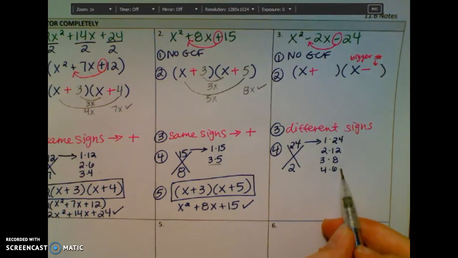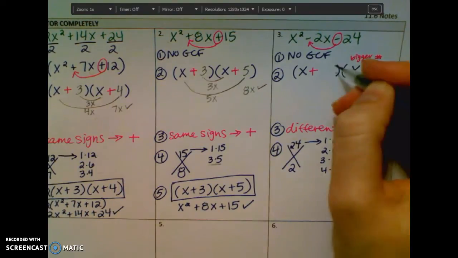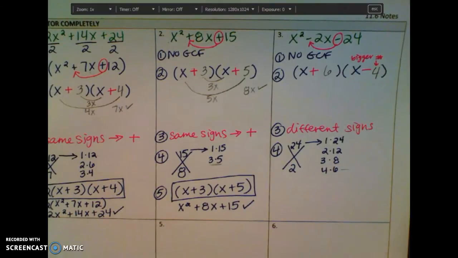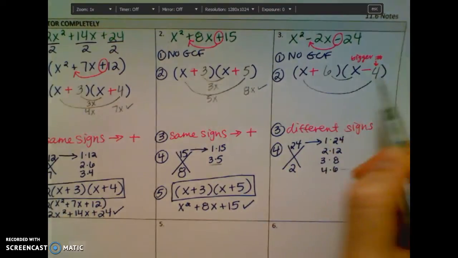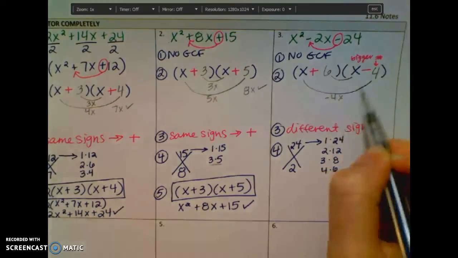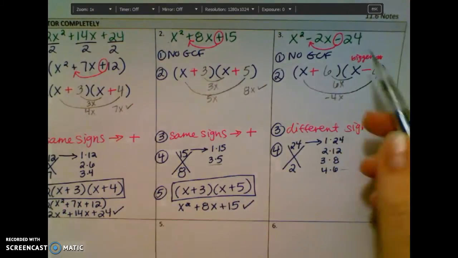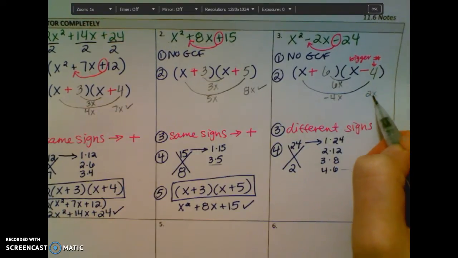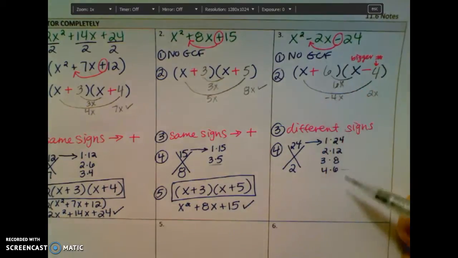Usually I start at the bottom with that 4 and the 6, and I can plug them in. So let's say I want to try 6 and 4 here. Alright, let's multiply these out and see what we get. So we have x times negative 4, and that gives us negative 4x. And we have 6 times x, and that gives us 6x. Now 6x plus negative 4x gives us 2x. Is that what we started with? No, we want a negative 2x.